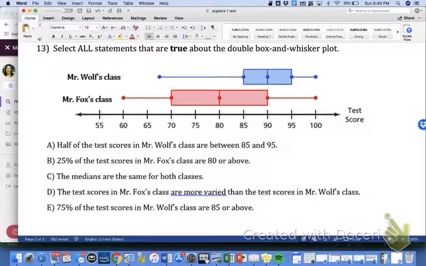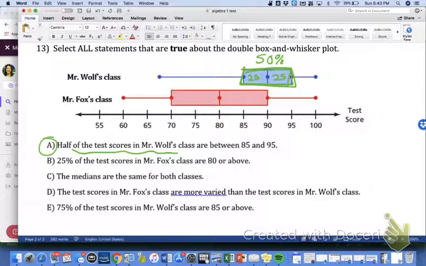Okay, for number 13, let's look for all the statements that are true about the double box and whisker plots. So it says half of the test scores in Mr. Wolf's class are between 85 and 95. So if we look up here in Mr. Wolf's class, where the 85 and the 95 is, look right here, and his box does go between 85 and 95. And remember, each section of the box is 25%. So 25% plus another 25% means that 50% of his scores do fall between 85 and 95. 50% is the same thing as half. So that is one statement that is true.